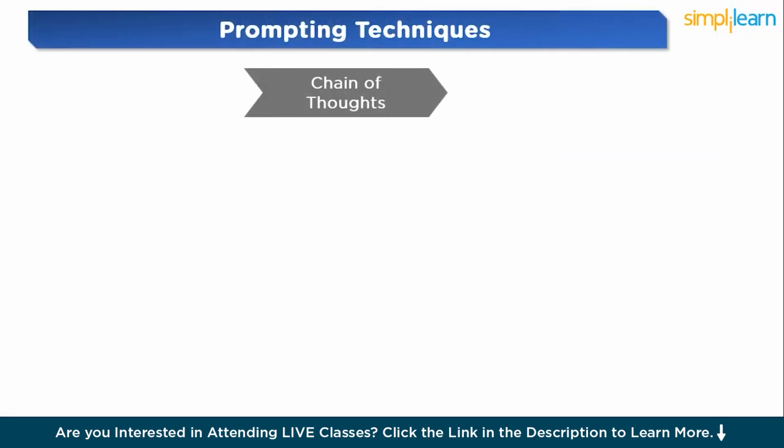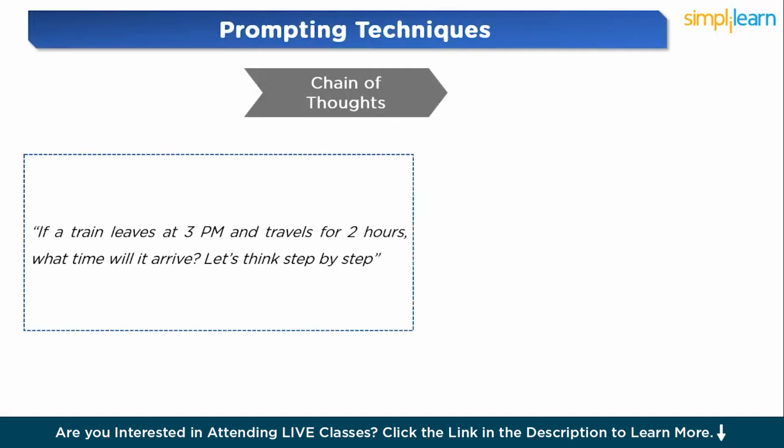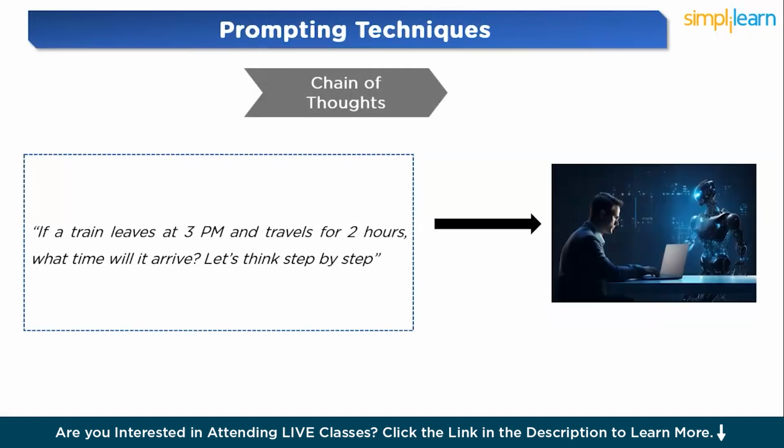Now the final one that we are going to discuss is called chain of thought. Here you prompt the model to think step by step. So this is all about chain of thought. For example, if you say, "if a train leaves at 3 p.m. and travels for 2 hours, what time will it arrive? Let's think step by step." This is ideal for reasoning-heavy tasks like math, logic puzzles, or multi-step questions.